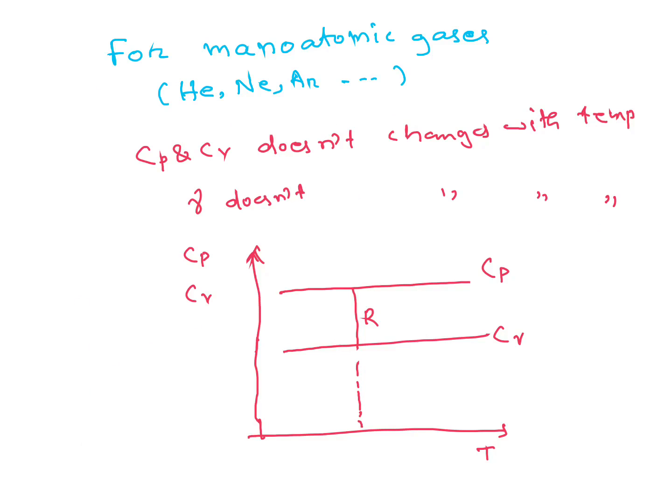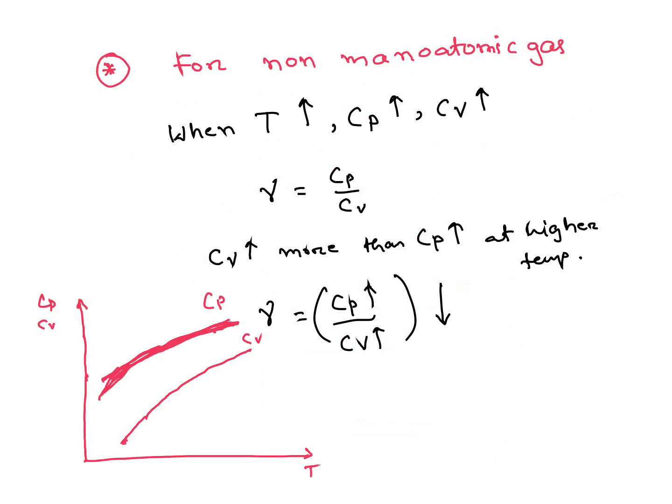For non-monoatomic gases, Cp, Cv versus temperature graph is like this. Here at low temperature, gap is more, and at higher temperature, gap is less because Cv increases more than Cp at higher temperature and gamma value decreases. This is only for non-monoatomic gases. Gamma value decreases with higher temperature.